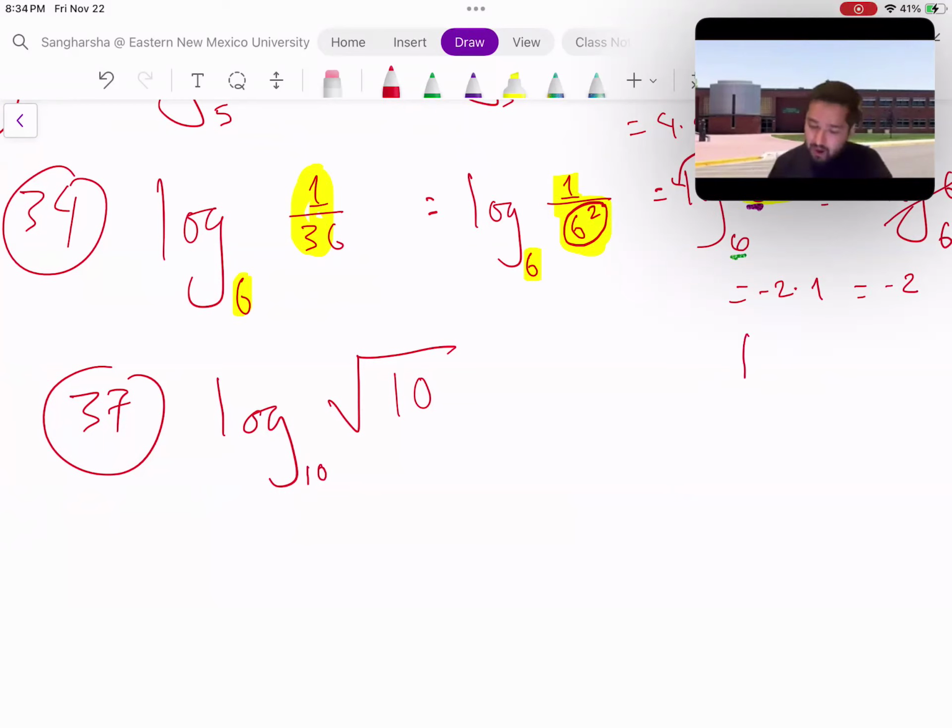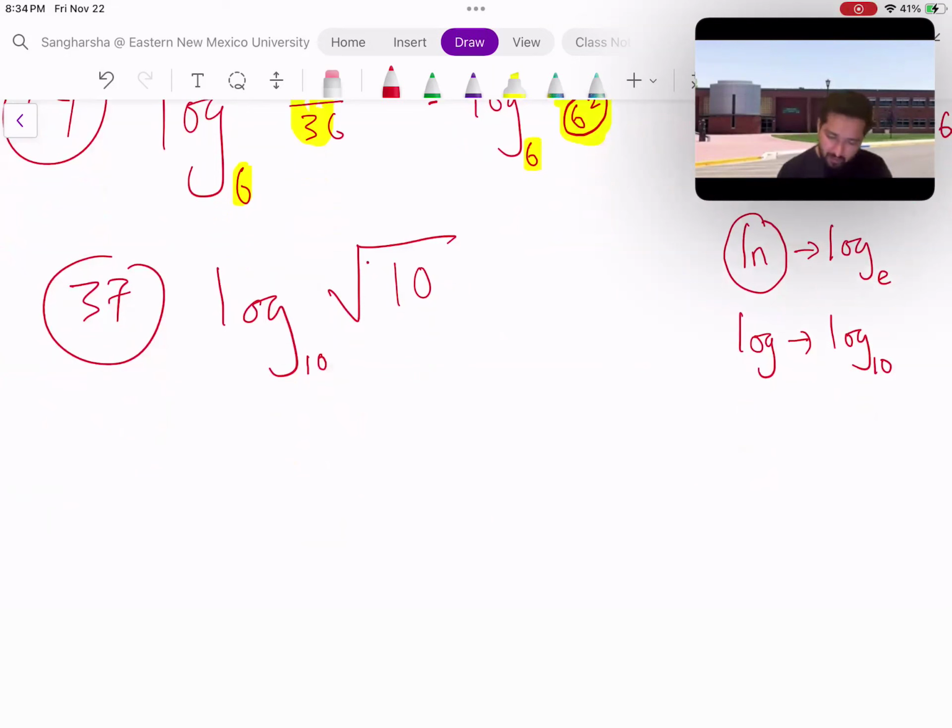And sometimes you might see ln, and this is the natural log. So this ln is the same as log to a base e. If you have a log without any base mentioned, this is a common log, and this is the same as log to a base 10.